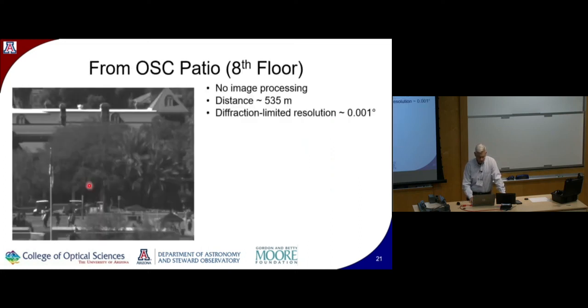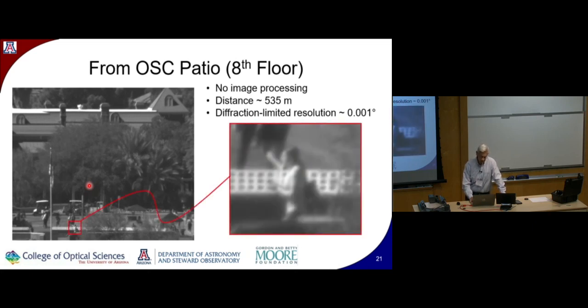Okay, and if we look at that image of Old Main, this is no image processing. Distance about half a kilometer, at the diffraction limited resolution of about 1,000th of a degree, and that's the same as the pixel spacing. So we never expect to get actual image resolution that good.